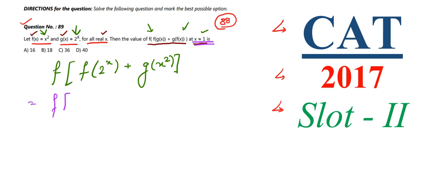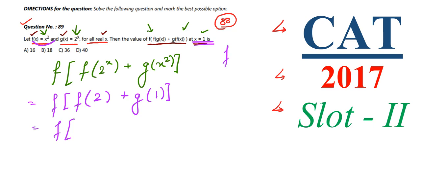So this will be as it is. f of 2 to the power 1 will give us f of 2, plus g of 1 whole square gives us only 1. So here we have our equation. Now f of 2, when f(x) is x square, then f of 2 will be 2 square, which is equal to 4. So our f of 2 will be 4, plus here we have g of 1.